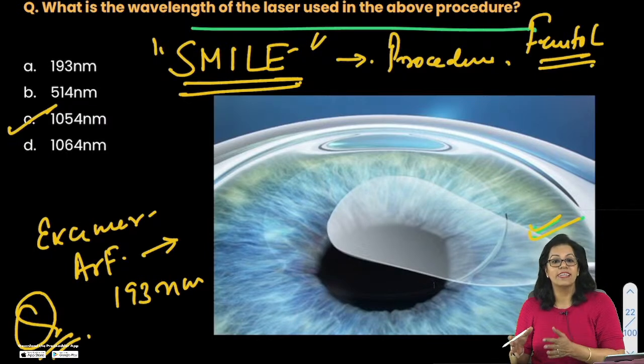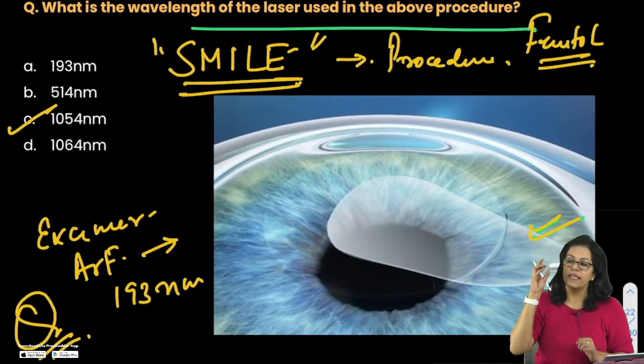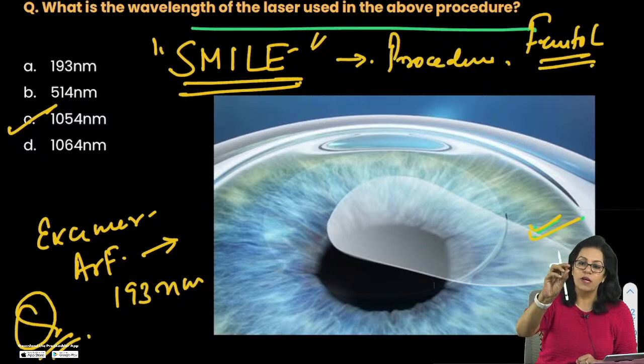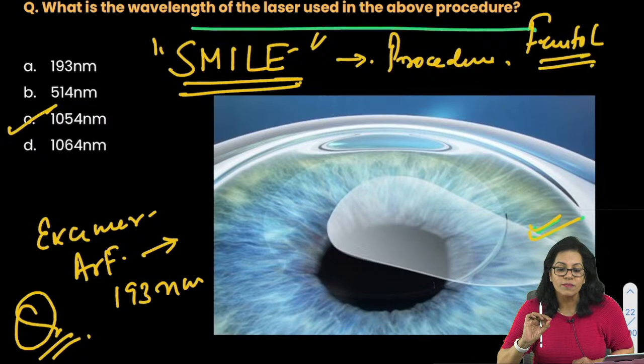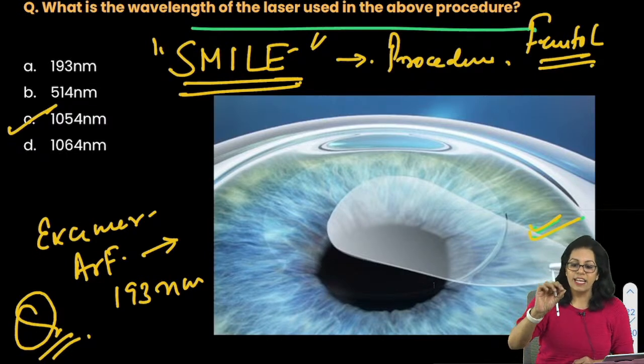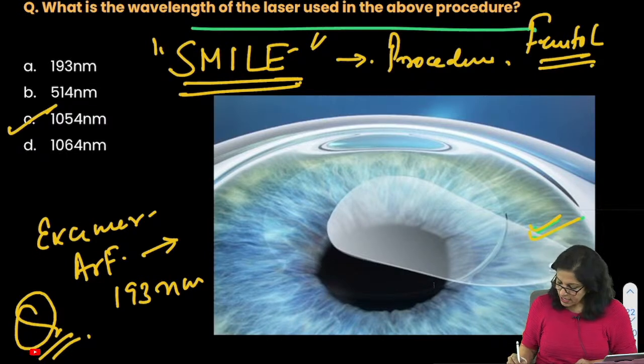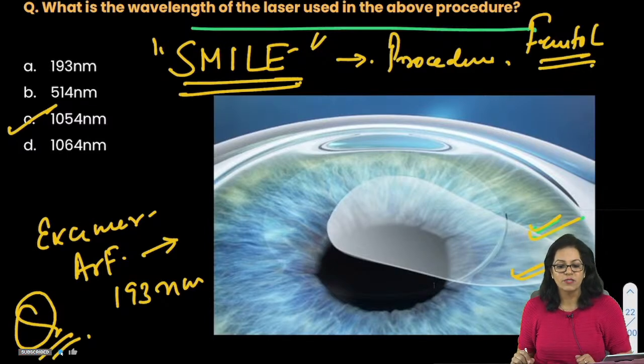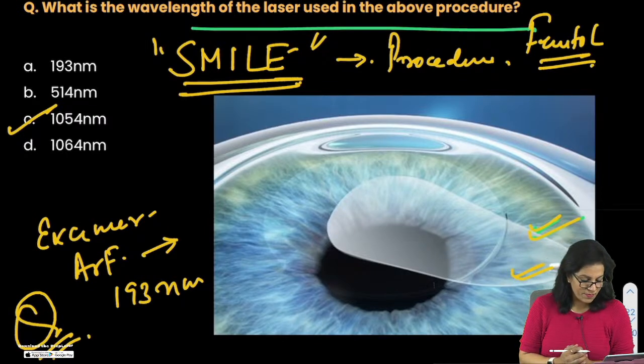So this is a newer technique where I don't have to raise the flap. I directly focus the femtolaser on the stroma, cut a piece of it according to how I want the corneal curvature to be, and after a small incision I take out that piece. This is the lenticule, the stromal piece which I am taking out. Okay, so this is a SMILE procedure.